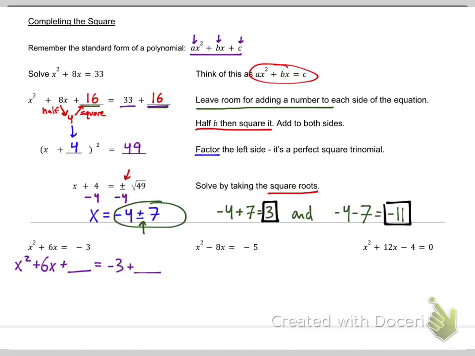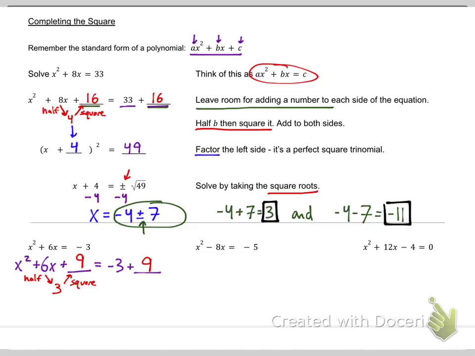What am I going to put in that blank? Well, first I need to do half of b. Half of b is 6, so half of 6 is 3. And then I need to square that. 3 squared is 9. So I'm going to add 9 to both sides.